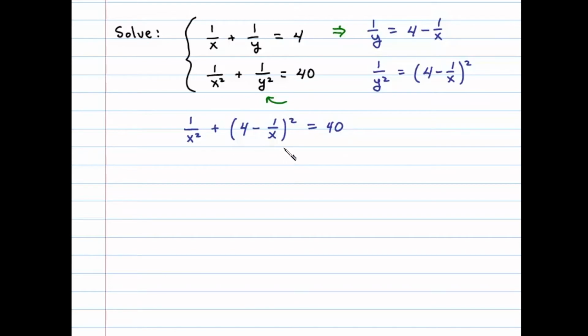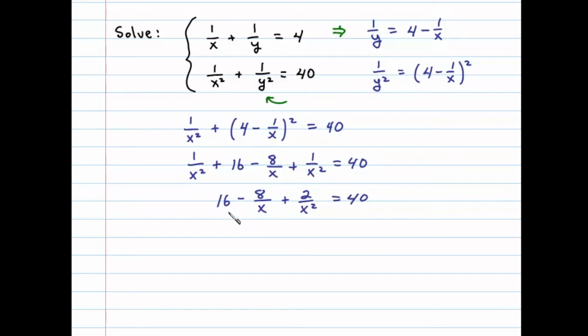Okay, once we make the substitution step, we can see here we're left with a rational equation with one variable. So we should be able to solve this. Simplifying first, we have 1 over x squared plus 16 minus 8 over x plus 1 over x squared. And that equals 40. That's what we get when we multiply 4 minus 1 over x times itself. Okay, now 1 over x squared plus 1 over x squared is 2 over x squared. And we have 16 minus 8 over x plus 2 over x squared equals 40.